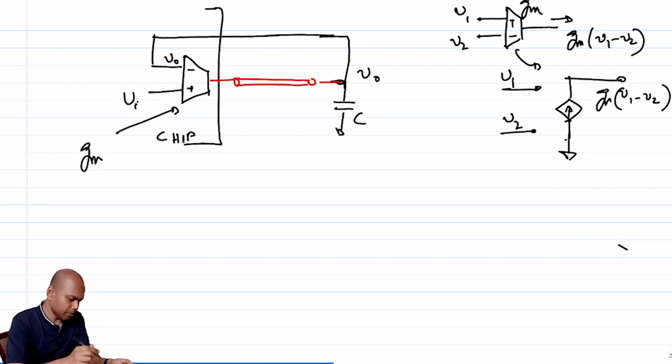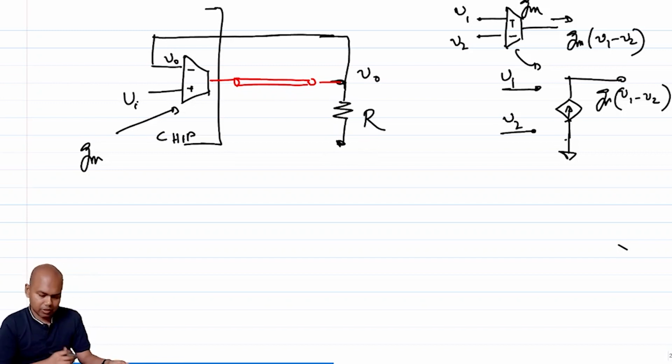Let me make it even more simpler. I do not want the capacitor. Let's say this is supposed to be a resistor. Okay. And just to make the point, a resistor is sufficient. With a capacitor, there will be some frequency dependent components. We can still do the analysis, but for the sake of brevity and to make the point, let's replace this capacitor with the resistor.